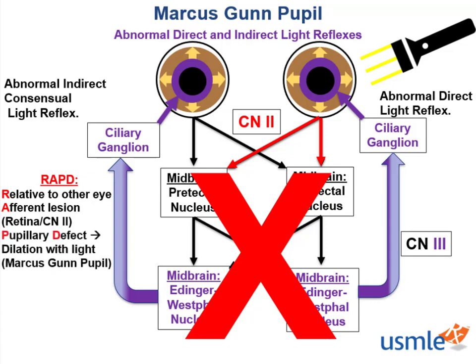Lastly, the pupillary defect refers to the abnormal dilation of the pupil of the affected eye when exposed to the light source. This is an abnormal direct light reflex in the affected eye, which is called a Marcus-Gunn pupil.